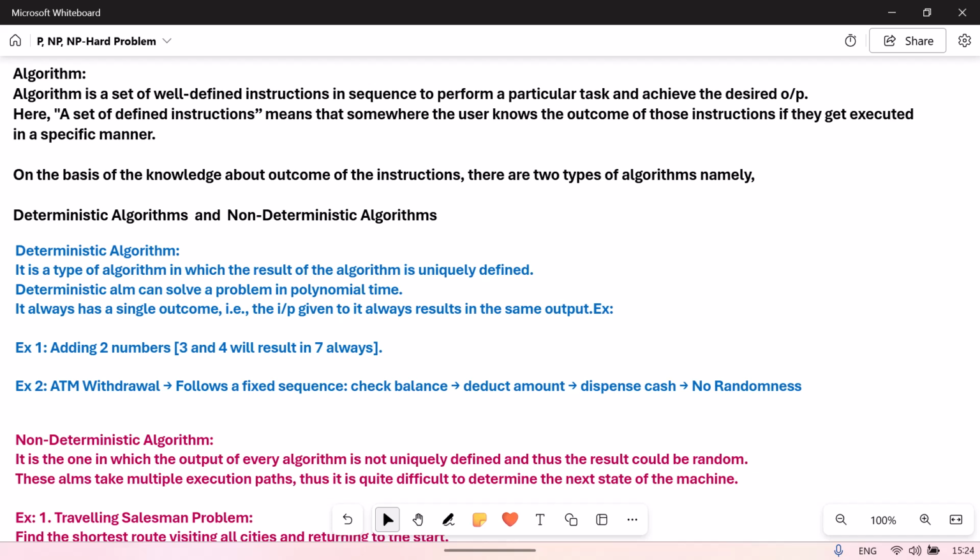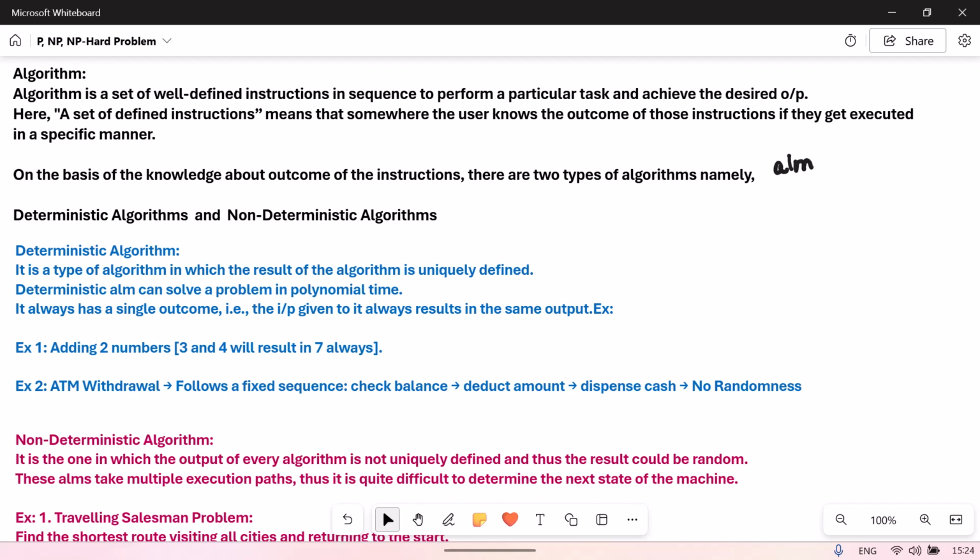So first, about the algorithm. What is an algorithm? The definition is: it is a set of well-defined instructions in sequence to perform a particular task and achieve the desired output. We have a problem statement, we analyze it, and we find that it gets solved by following certain steps. That set of steps, written as a set of instructions, together is called an algorithm.